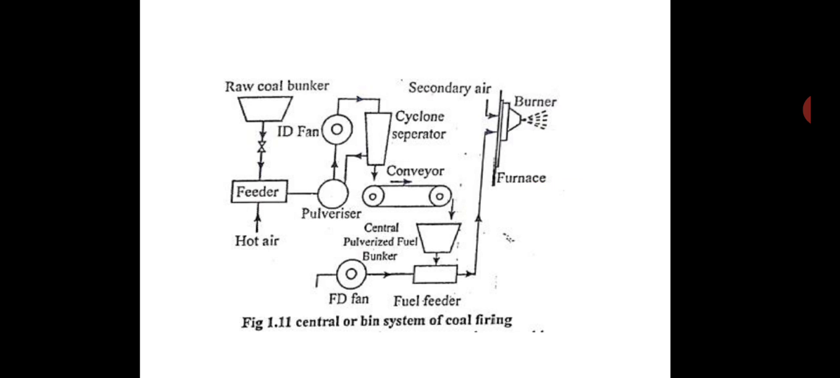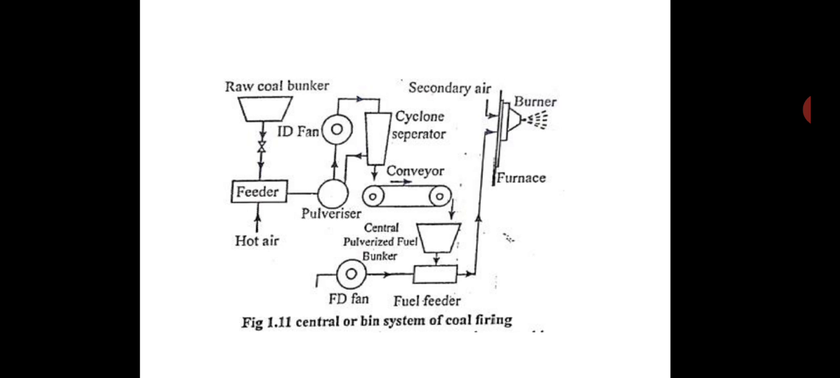Now coming to the central system. Now you can see the schematic arrangement of the central system, also known as the bin system, for burning pulverized coal. The crushed raw coal is dried using hot air or flue gases and is fed to the pulverizer. So there is a common pulverizer now. The pulverized coal from the pulverizer mill is passed to the cyclone separator, where the oversized particles are separated and fed back to the mill. Cyclone separator means it's like a big funnel. Because of the density difference, the big particles fall down, and light particles are taken away from the top.